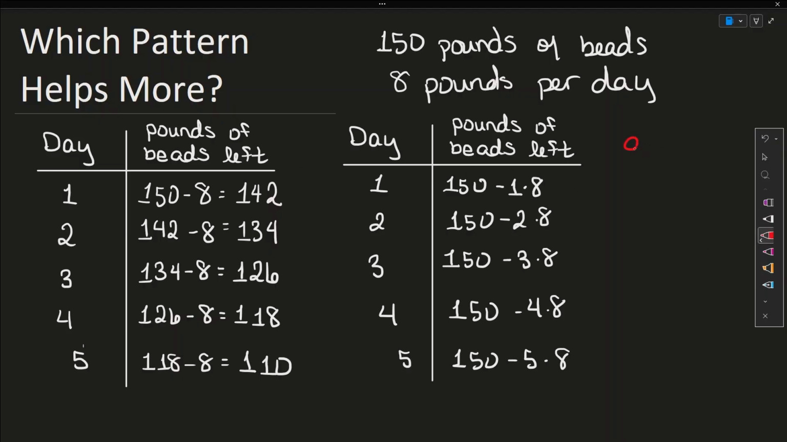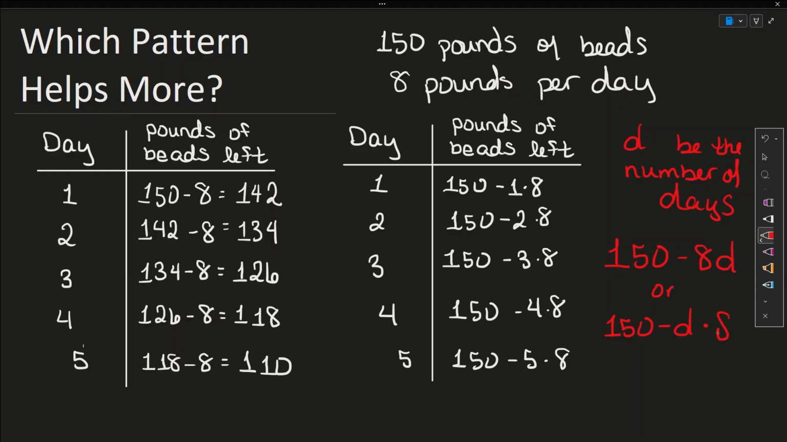Let's let D be the number of days that have passed. Then the number of pounds of turquoise beads left is 150 minus 8 times D, or 150 minus D times 8. This expression tells us directly how many pounds are left after any number of days.